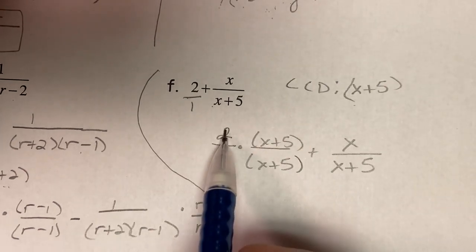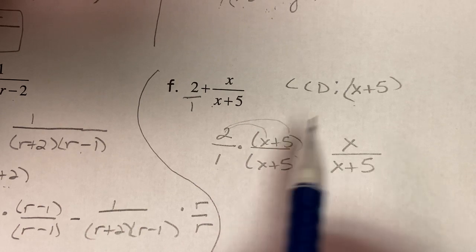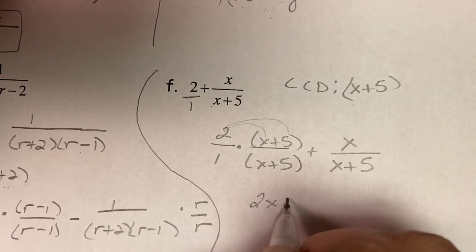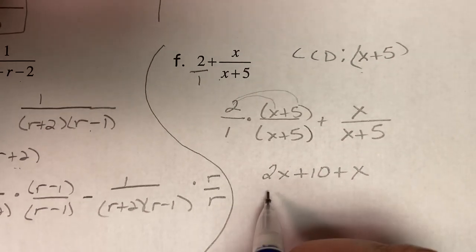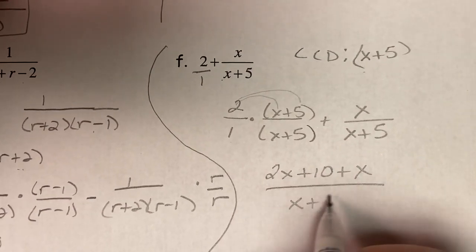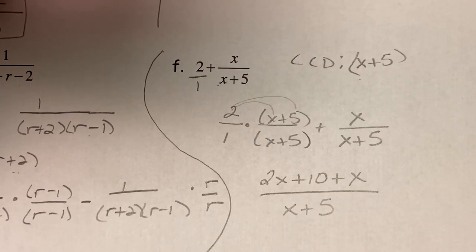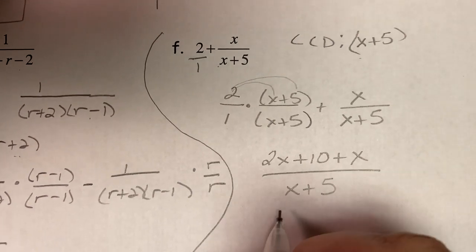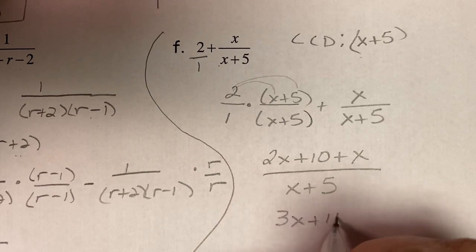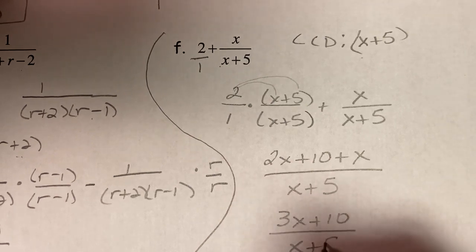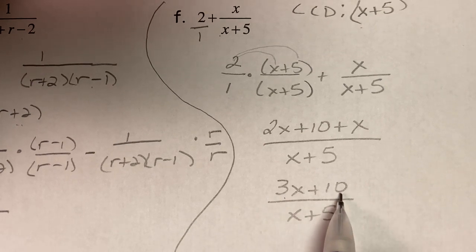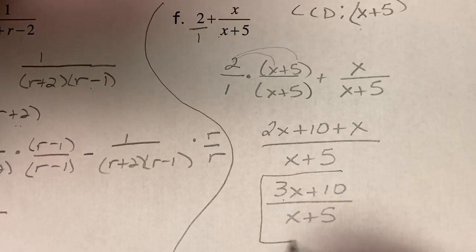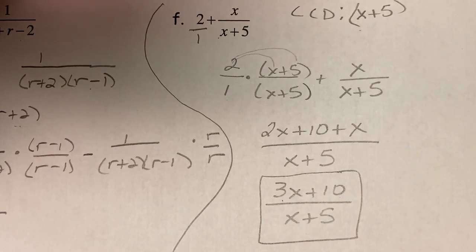So now let's go ahead and multiply by distributing through this 2. So I'm going to have 2x plus 10 plus the x from the numerator of the second fraction all over my common denominator. And then combining like terms, you're going to have 3x plus 10 over my common denominator of x plus 5. Does this factor in any way to be able to cancel? It doesn't. Here is your final answer. And there's 7-4.